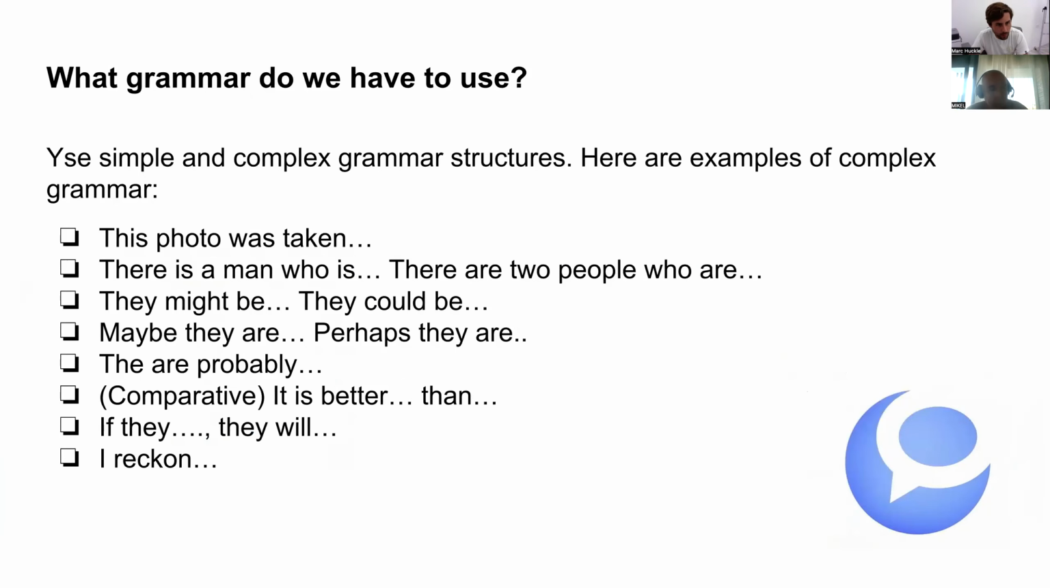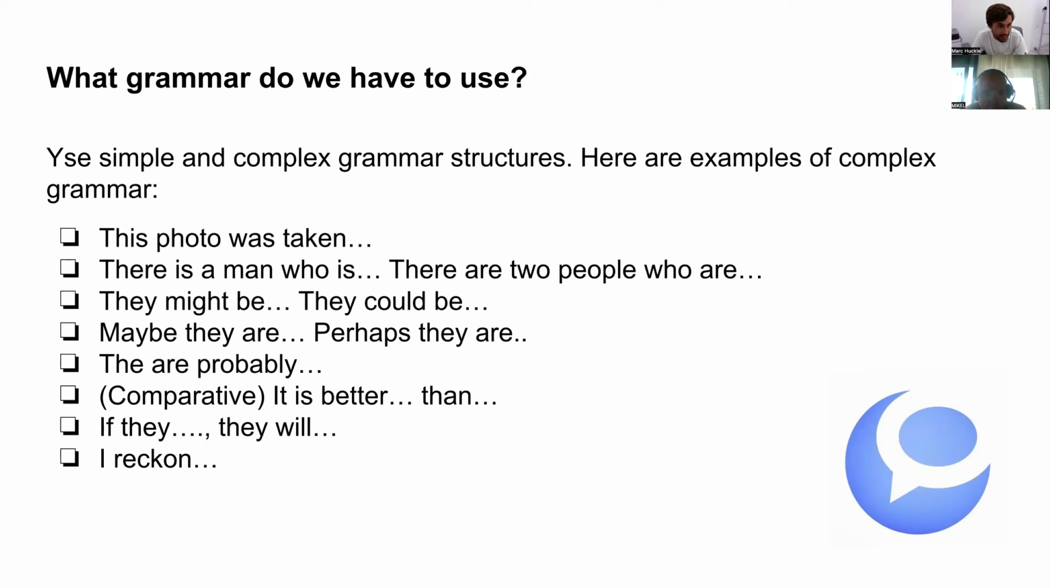So what grammar do we need to use? We will use simple grammar structures, and you will also use complex grammar. No hay que utilizar mucha gramática compleja, ¿eh? 1, 2, 3 frases, pero es que hay que utilizar algo. Aunque falles, aunque no lo digas bien, hay que intentarlo. Si no lo intentas, no llegamos a nivel 20.